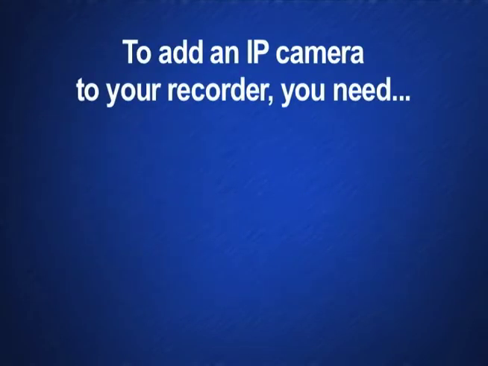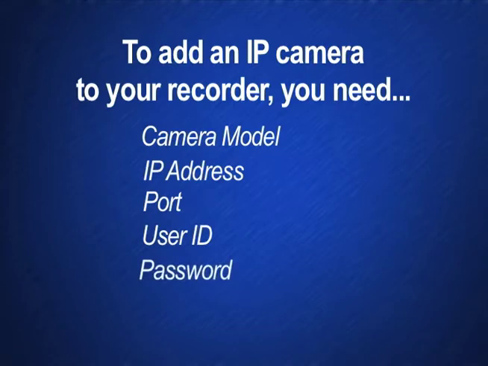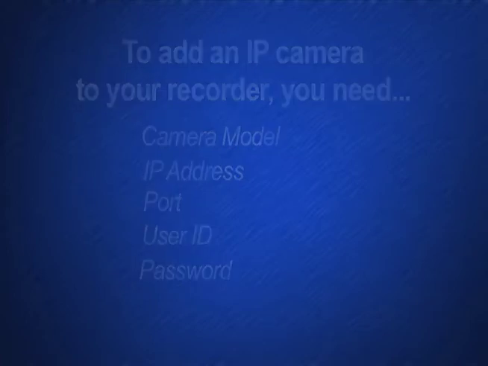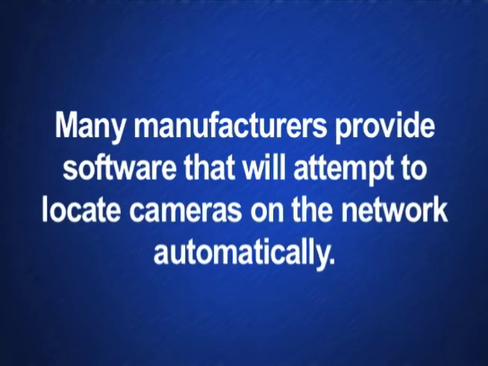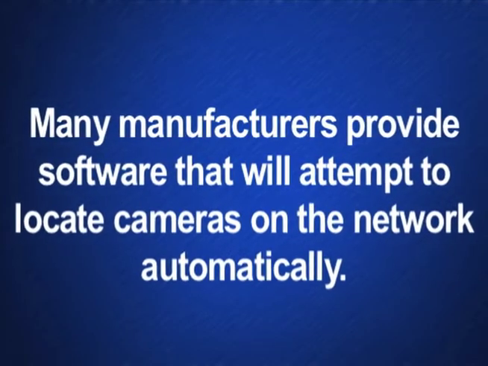To add an IP camera to your recorder, there are 5 pieces of information required: the camera model, the IP address, the port, the user ID, and the password. These items will be different for each manufacturer, so the camera manual or manufacturer may need to be consulted for this information. Additionally, many manufacturers provide software that will attempt to locate cameras on your network automatically.